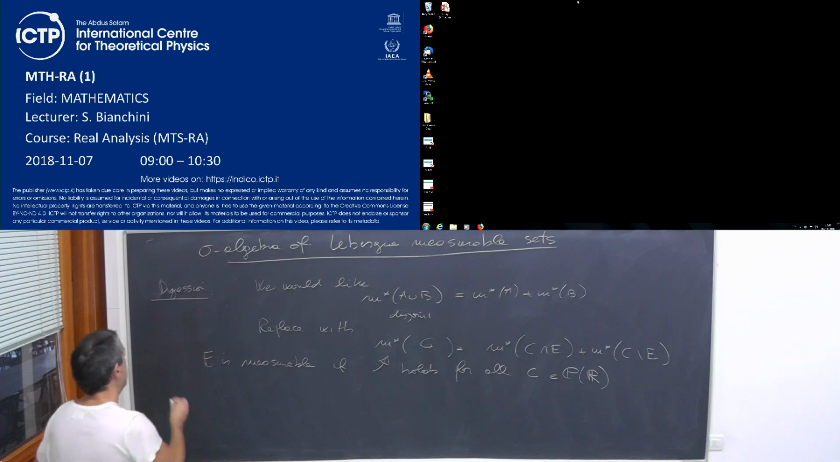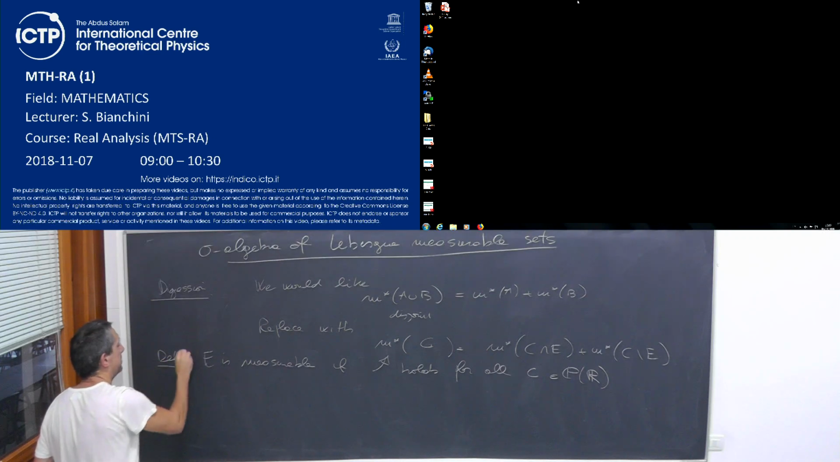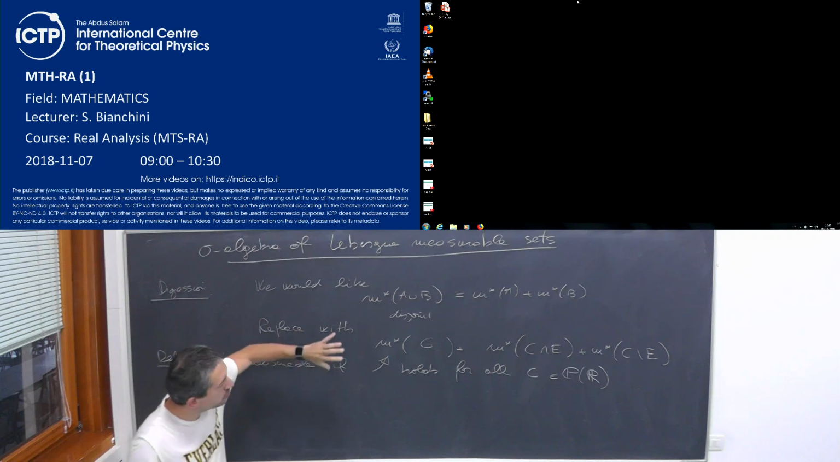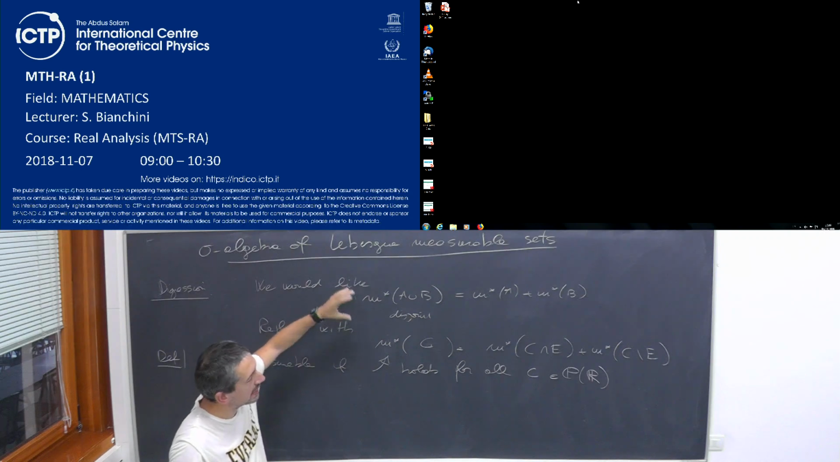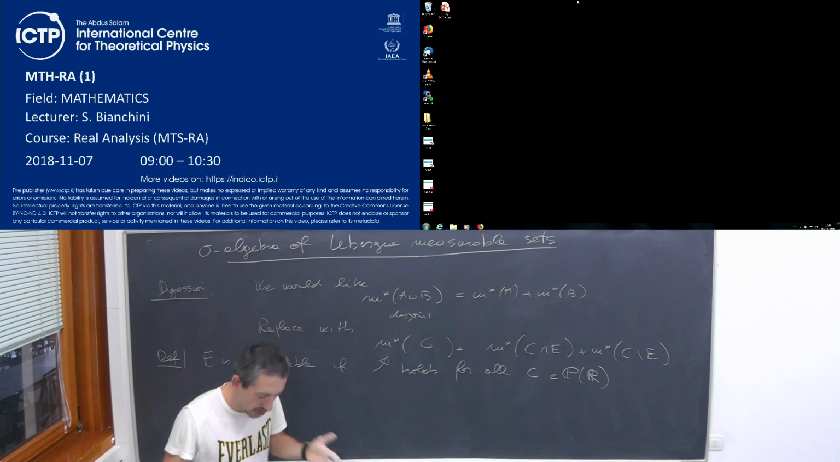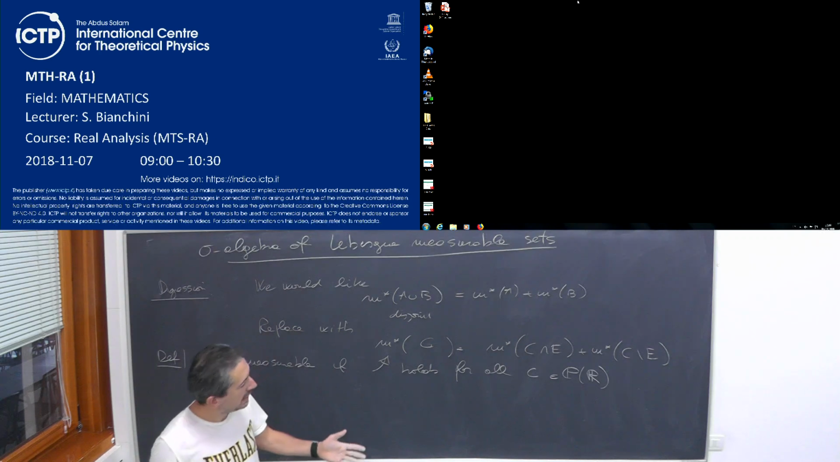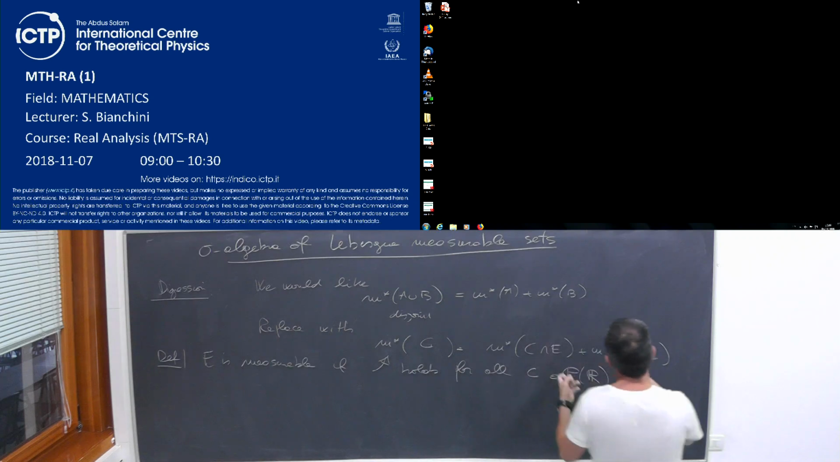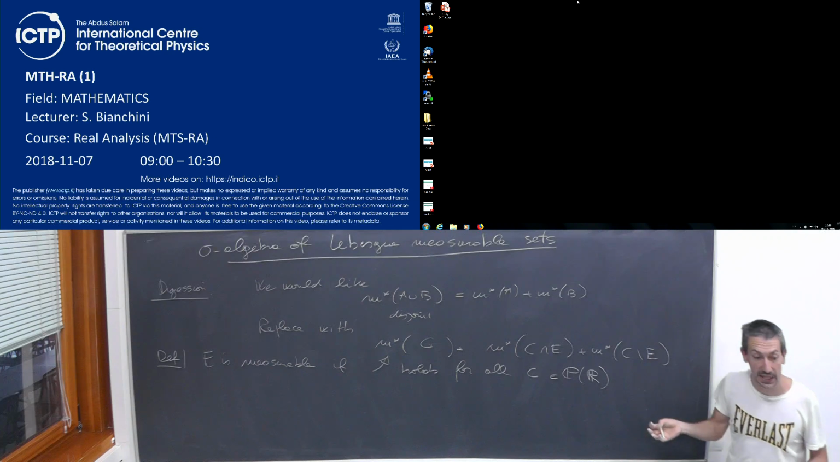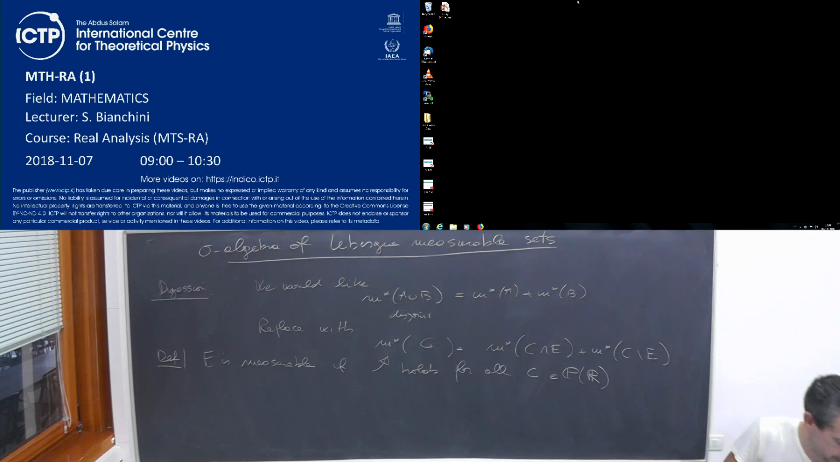Okay, so this is the definition. The definition is a little bit strange, but the idea is how to translate a condition that I want into something which depends only on one set. I'm given this set and I'm saying, let's use E to cut any other set, and then I should preserve the equality. Okay.